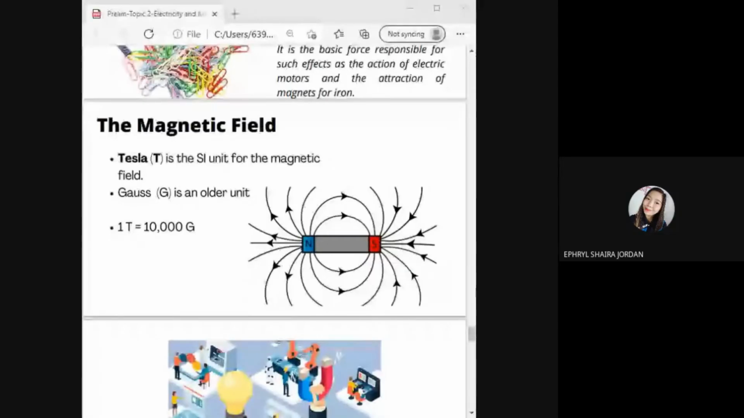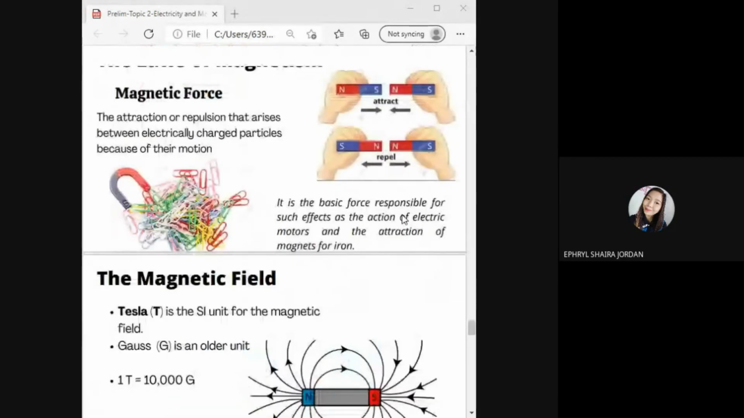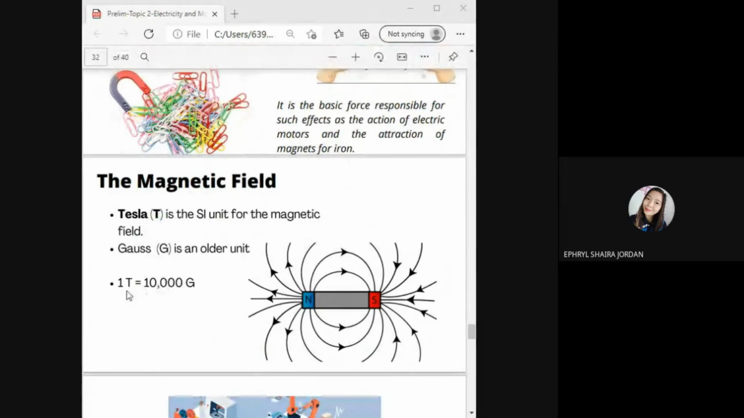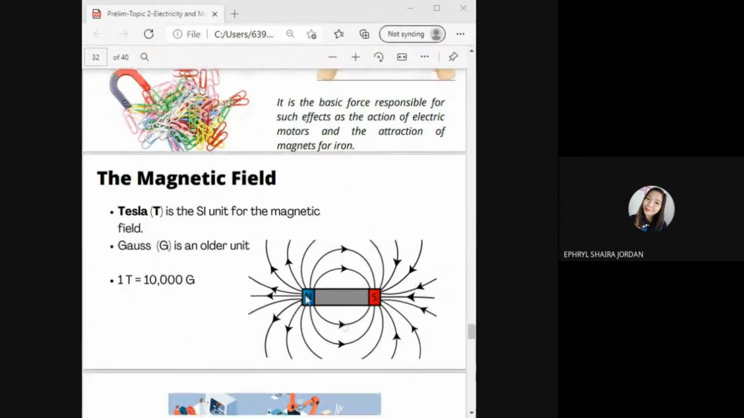So now let's discuss the magnetic field. Tesla or T is the SI unit for the magnetic field. Gauss is an older unit, and 1 Tesla is equivalent to 10,000 Gauss.